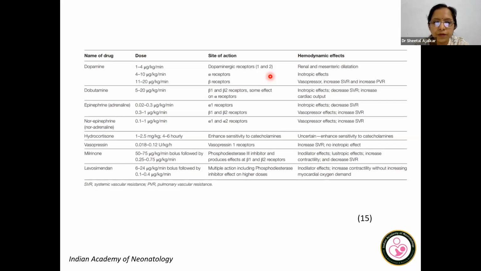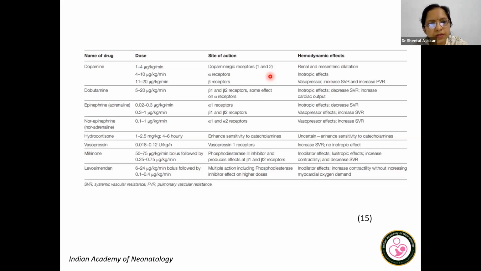So if we want to give epinephrine, we should give it in small, lesser doses, like 0.1 to 0.3 microgram per kg per minute. Then the inotropic effect is more, and in fact, it decreases the SVR in those doses. But once we cross 0.4 microgram per kg per minute, then there is an increase in the systemic vascular resistance.